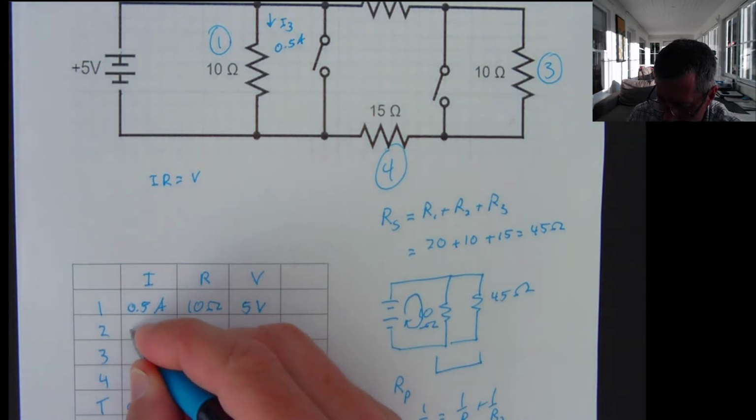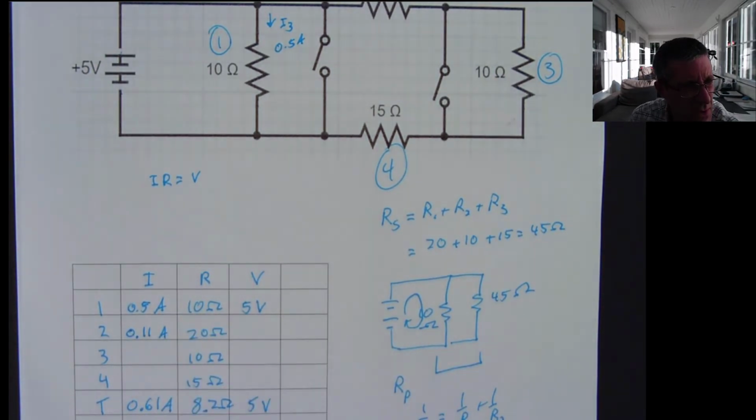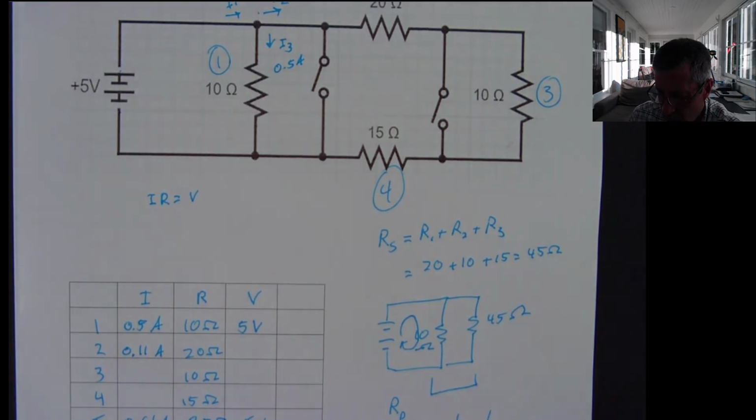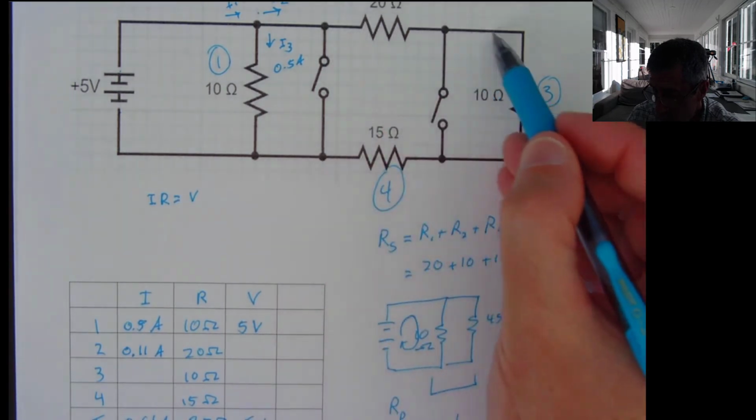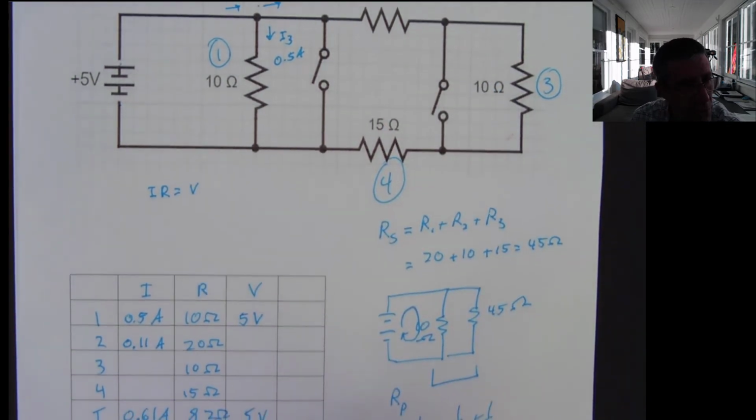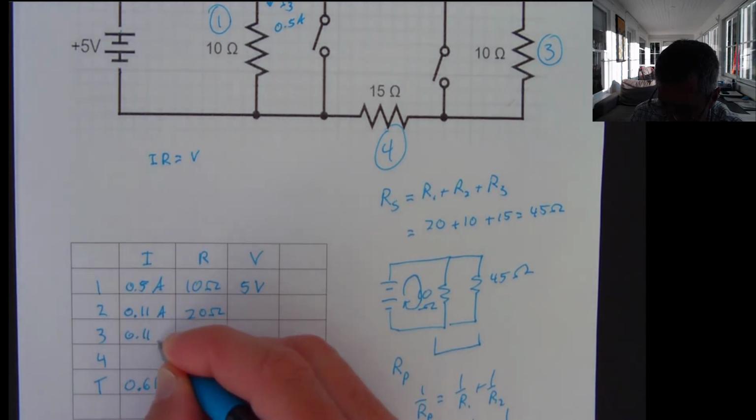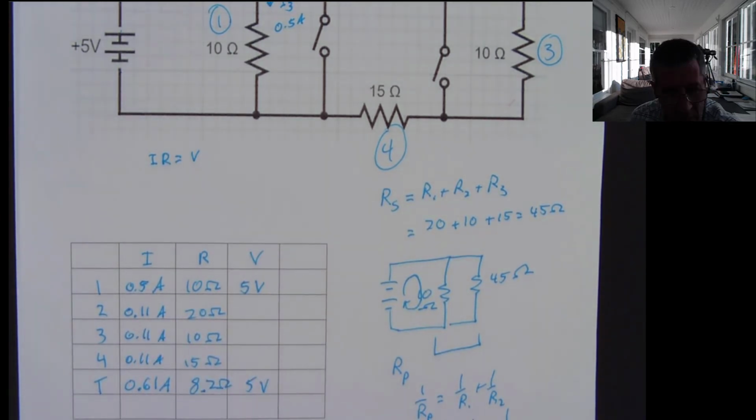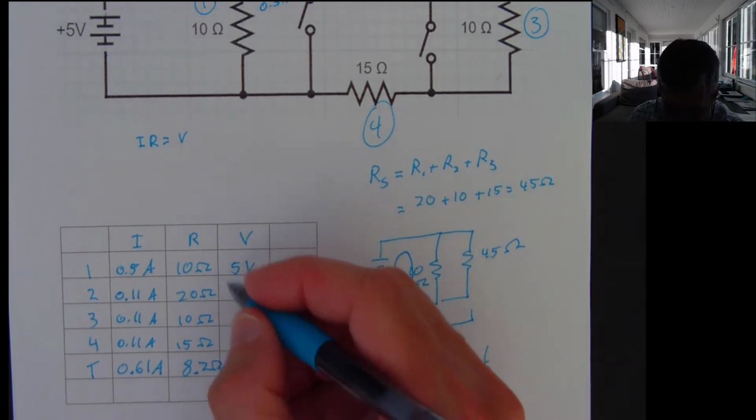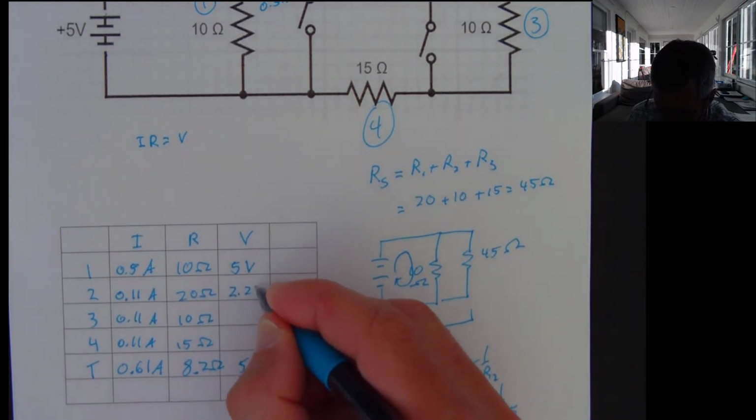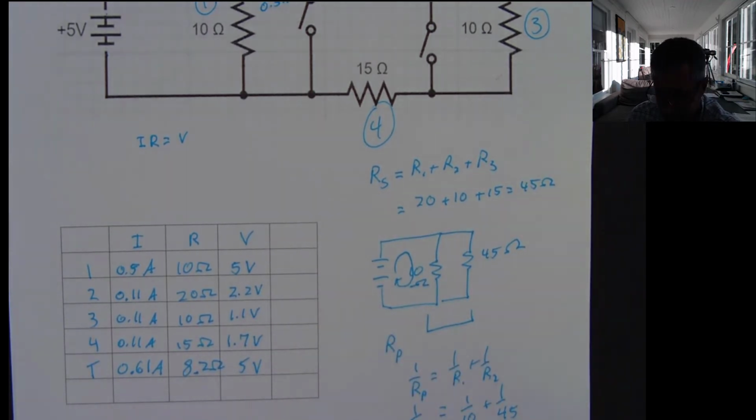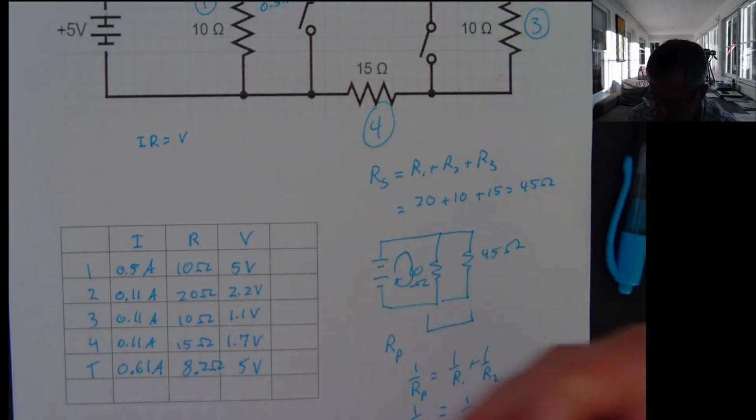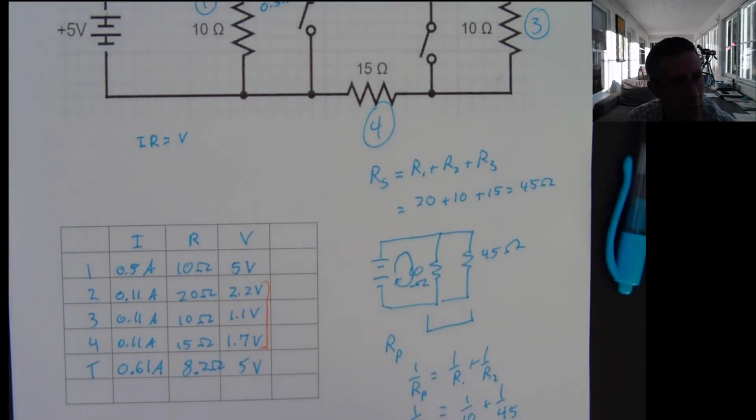So I know going into resistor 2, I have 0.11 amps of current. And I have a line here, so this is just like a pipe of water, so whatever water goes in here must come out the other side. So the current through all of these is going to be the same, 0.11 amps. And now I can math it, so I can come up with 2.2 volts here, 1.1 volts here, and 1.7 volts here. I could check, so these three should add together to give me 5 volts. And you can check it, but I'm pretty sure that works out that way.